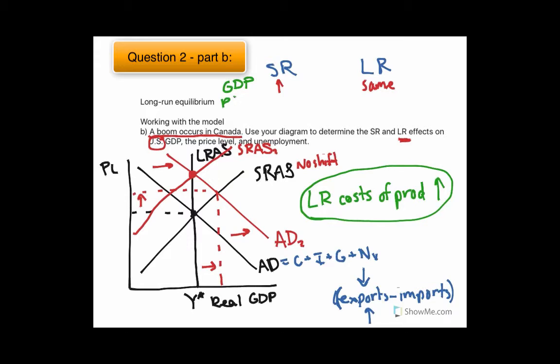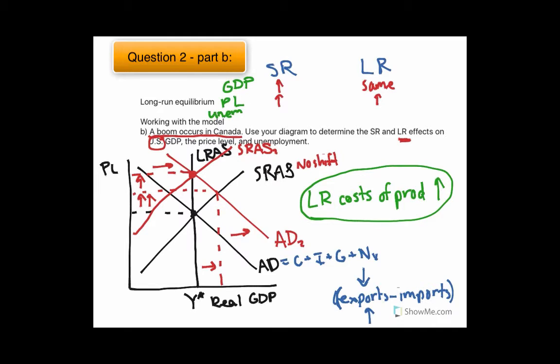Next we have price level, and so in the short run we have this change here, so the aggregate demand went up, and that caused our price level to increase. Then when the short run shifts to the left, that causes another increase in price level. So price level increases in the short run, and then again when we adjust to long run.